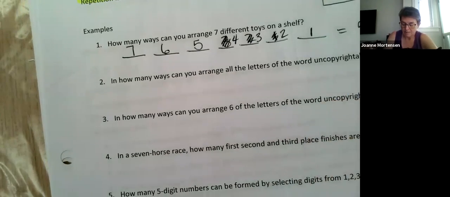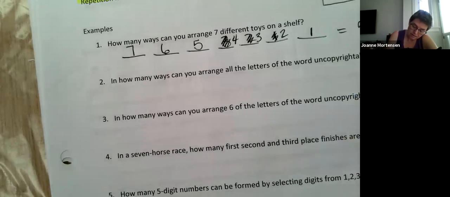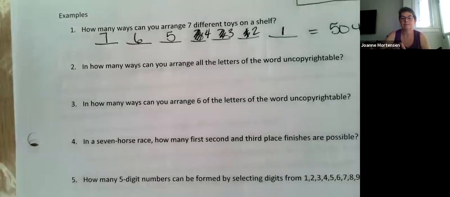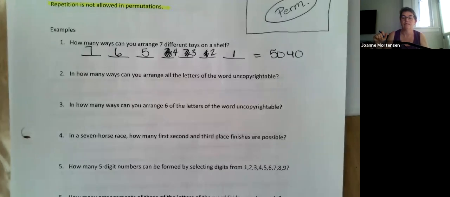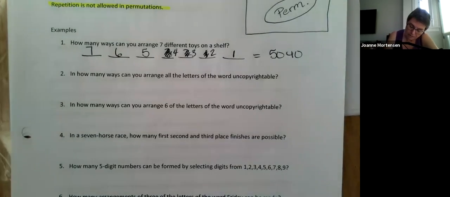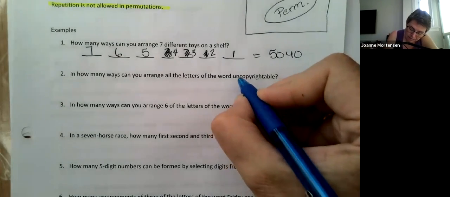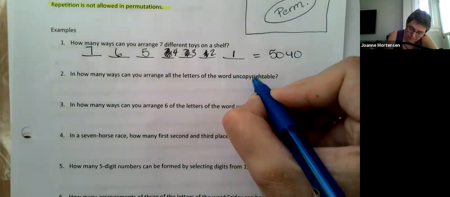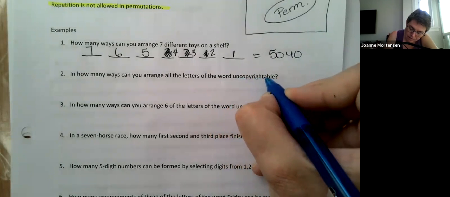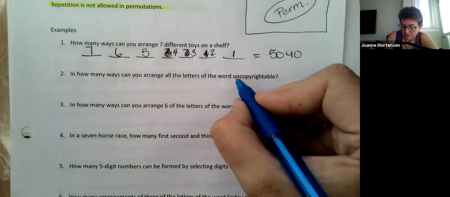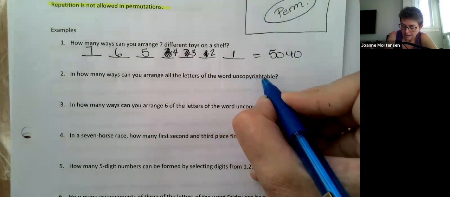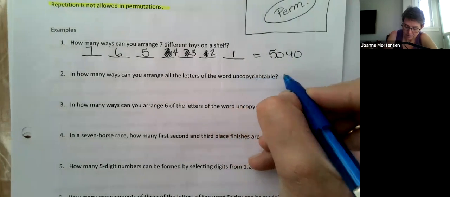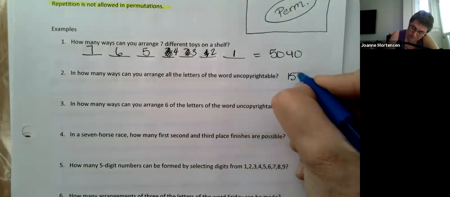So how many ways can you arrange the letters in the word uncopyrightable? Well, first of all, we have to know how many letters there are. 1, 2, 3... okay, so there are 15 letters.